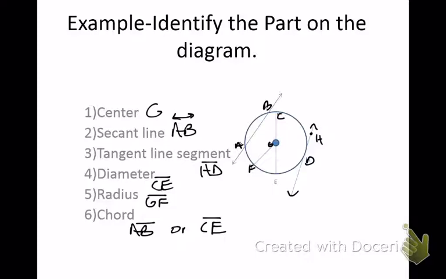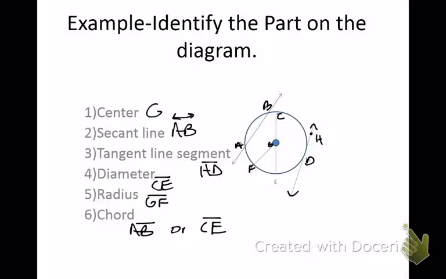The diameter, CE. A radius, GF. You could use GE or GC. Right? Make sure, again, you're using the segment symbol. And then a chord. A chord, you could use CE, use the diameter if you want, or we could use the secant line AB to name a chord, segment AB. Okay?